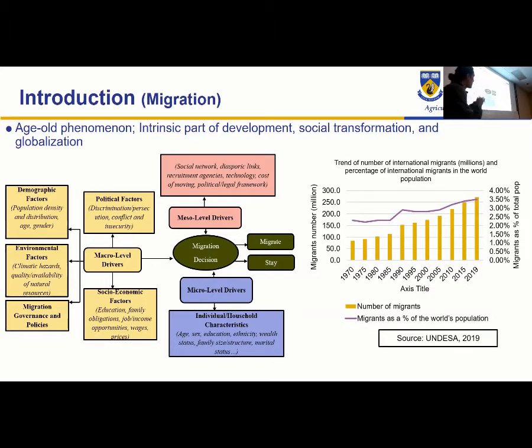When we look at this graph, what we can see is that the number of people migrating out of their birthplace is at an all-time high. In 1970, the number of international migrants was less than 100 million. But in 2019, it is about 272 million. And the total number of international migrants constitutes about 3.5% of the total world population.